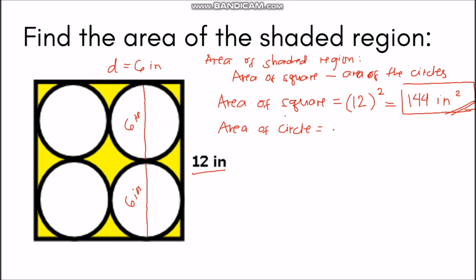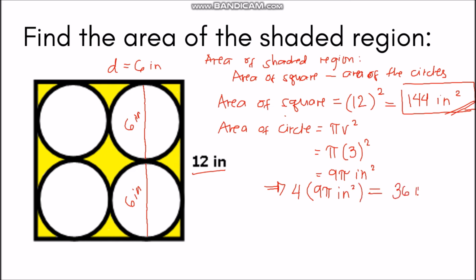Now we can solve for the area. Use the formula pi r squared. So pi, then r is 3 since the diameter is 6. Then you have 9 pi inches squared as the area of the first circle. To get the area of the 4 circles, we just multiply the area of the first circle by 4, so that we get the total area, which is 36 pi inches squared.